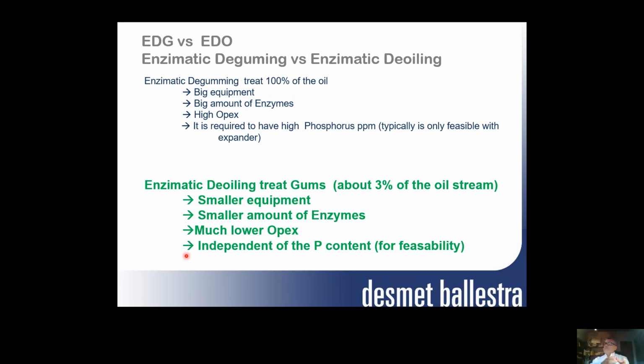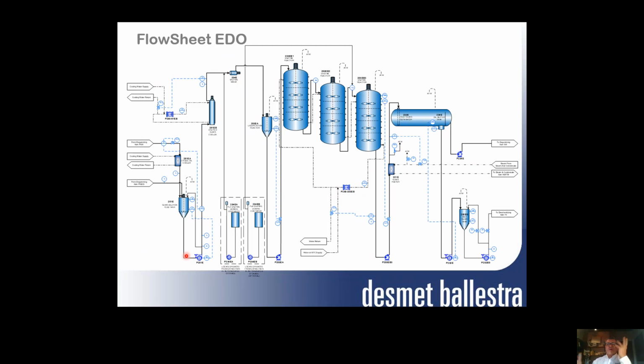So if you have flakes, because of the lower amount of phosphorus in the oil, it's not a big deal, because we only treat the gums. So that is where we will really spend enzymes, on what you have after the water degumming. So if we look at the flow sheet of the enzymatic deoiling, it's quite simple.